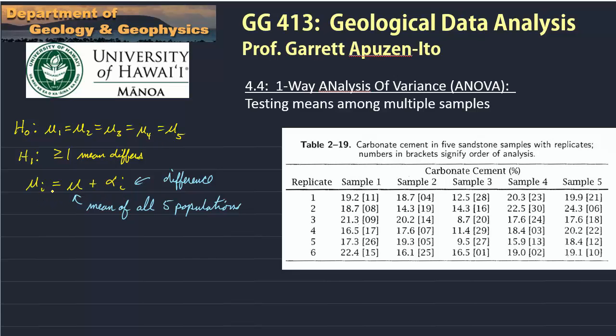Alternatively, if we describe each population having a mean that differs by an amount alpha sub I from the grand mean of all 5 populations, H0, as Wessel describes, can be stated as alpha 1 equals alpha 2 equals alpha 3 equals alpha 4 is equal to alpha 5, and that's equal to 0. And H1 would be that at least 1 alpha is not equal to 0. So how do we do this?